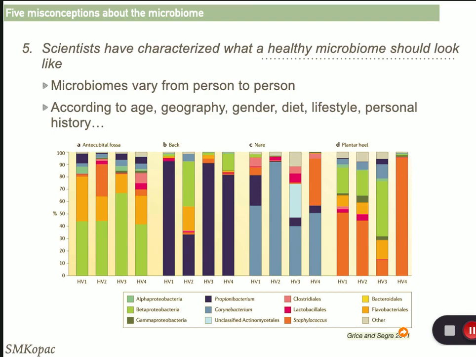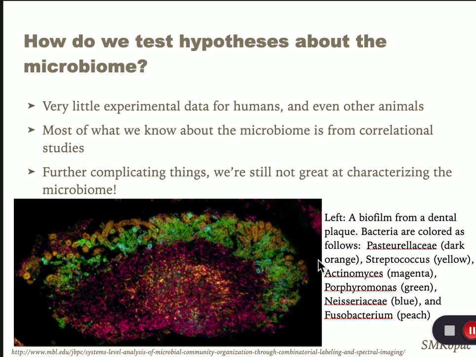So I want to finish out not with another misconception, but I did want to show this image and talk a little bit about how we test hypotheses about the microbiome. So this image is actually a biofilm from a dental plaque. So we do have a lot of bacteria on our teeth, even if we brush regularly. I mean, that is why we brush regularly, right? Because bacteria grow really well on our teeth and in our mouth because we put a lot of food in there, right? And the bacteria like to eat the food just as much as we do.